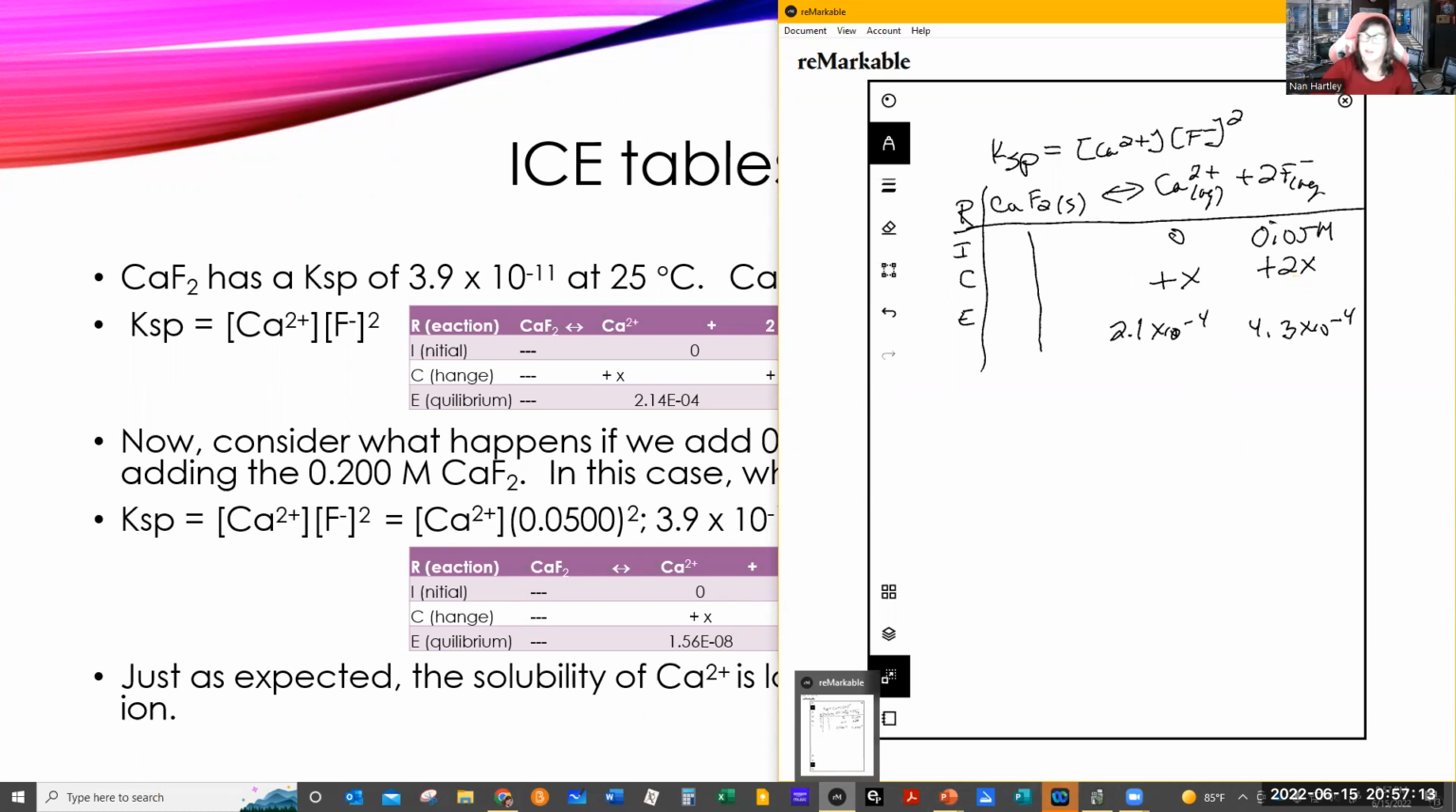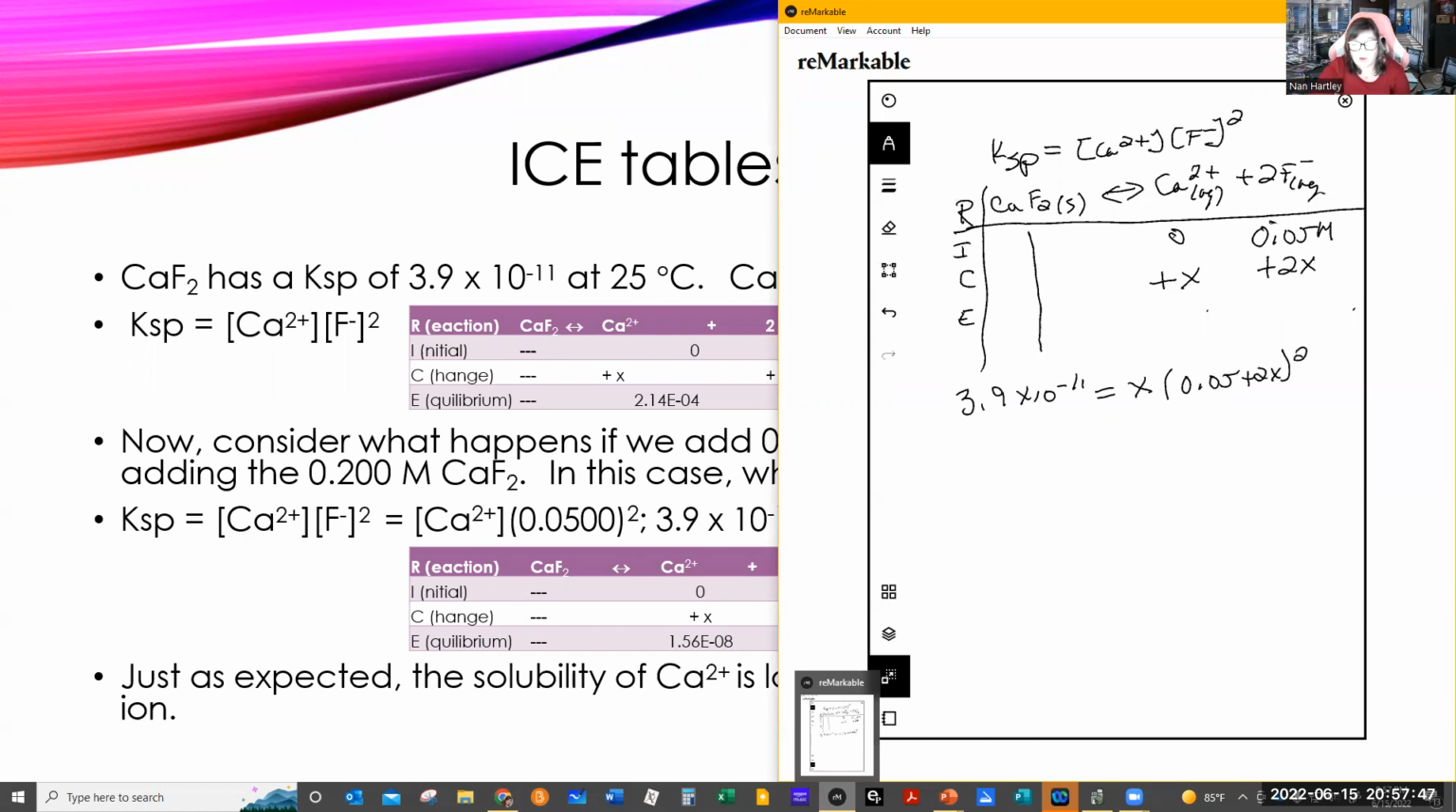Now I won't include that 0.05 there. For me, the change is only about how the x's affect things. So that means I'm going to have different values down here. So I'm going to go ahead and get rid of those. And what I'm going to find is that my 3.9 times 10 to the minus 11th, my KSP value, is now equal to this x for Ca2+ times the 0.05 technically plus 2x squared.